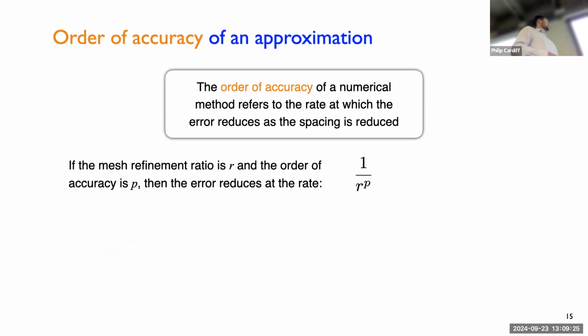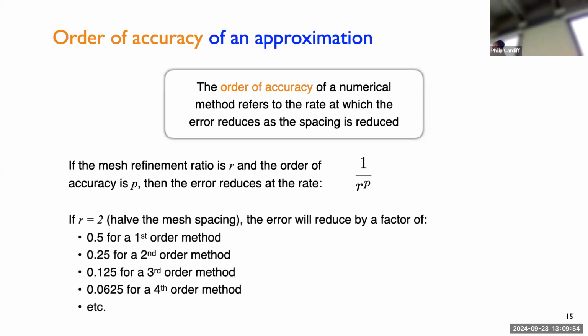So generally, if the mesh refinement ratio is r, so in this case, if I'm halving, r is 2. So the ratio of the large spacing to the small spacing, that's what my r is. In this case, I've selected it to be 2, just to make it easy. But if you have a certain mesh refinement ratio, and the order of accuracy of your method is p, then the error reduces by 1 over r to the p.